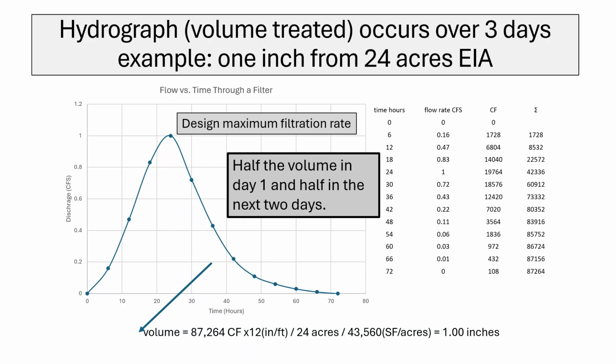Now, the key design principle here is how that volume is distributed over the 3-day treatment period. Half of the total volume is assumed to be treated on the first day, and the remaining half is spread across the following 2 days. This split is a standard requirement for most wet pond designs. The system needs to demonstrate it can handle that first-day peak demand while continuing to process the remaining volume at a controlled rate afterward. The design maximum filtration rate is determined based on this distribution, ensuring the pond can meet that first-day treatment obligation without being overwhelmed.